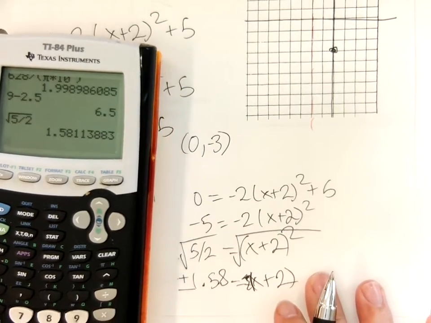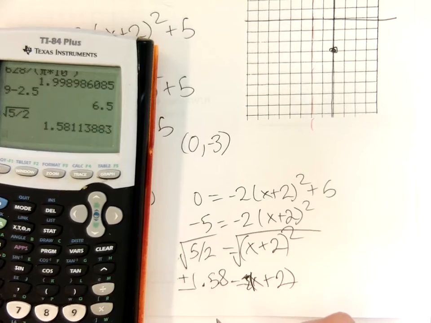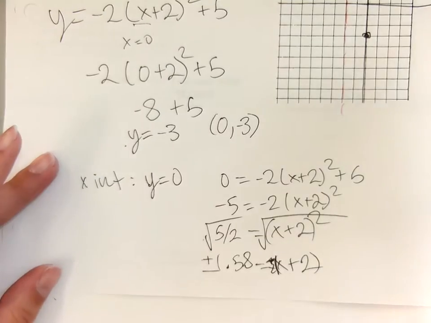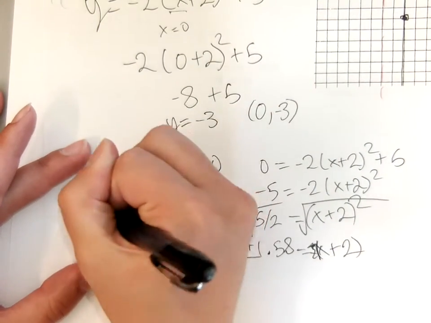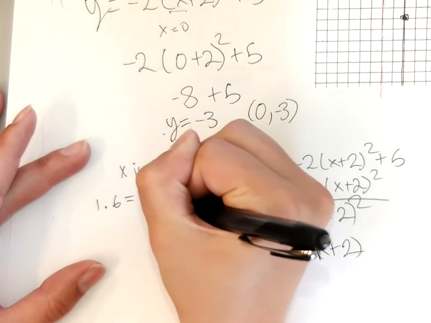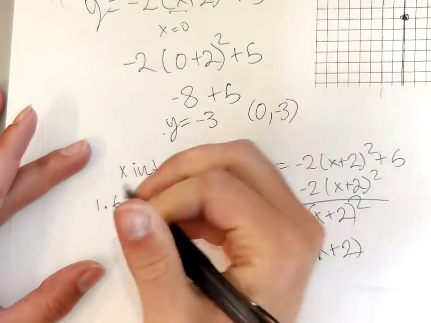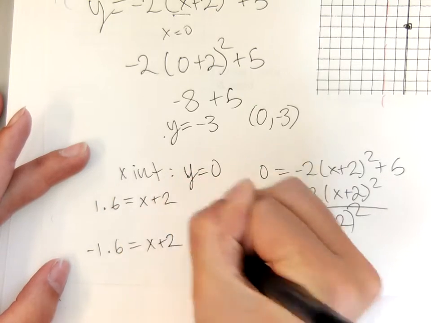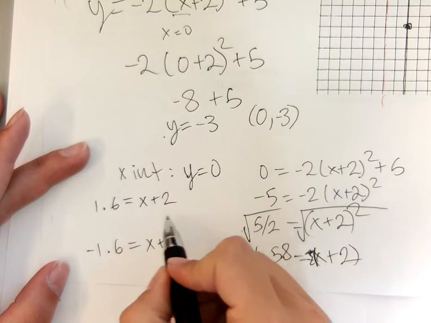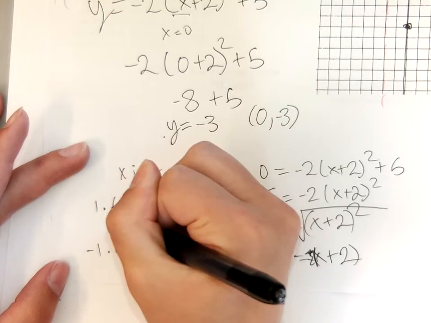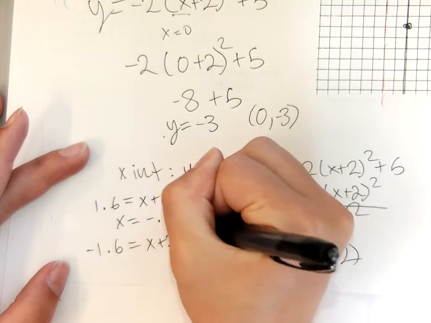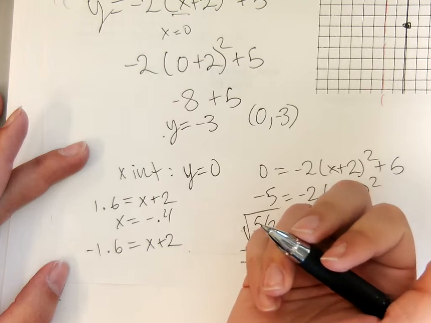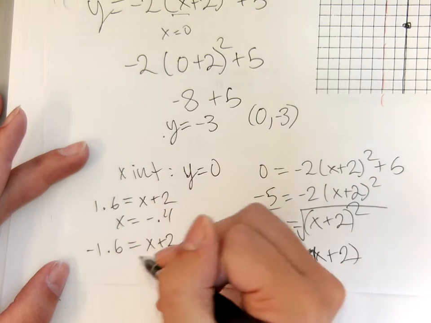All right, so positive. Why don't you round to 1.6, just because that's the best you can graph. Does that make sense? The best you could actually graph is to the nearest tenth. So if we have 1.6 equals x plus 2, and then we have negative 1.6 equals x plus 2. So we subtract the 2, we get negative 0.4. And then if we subtract 2 from negative 1.6, we get negative 3.6. Awesome.